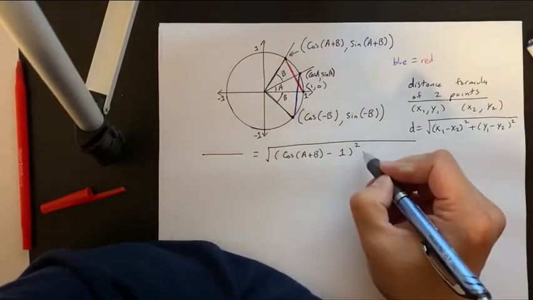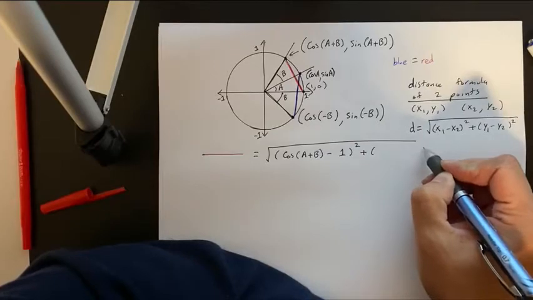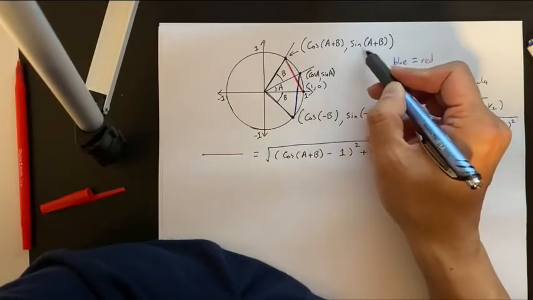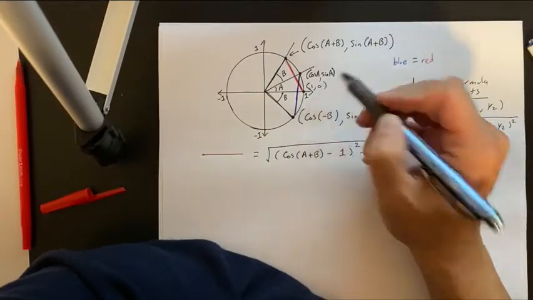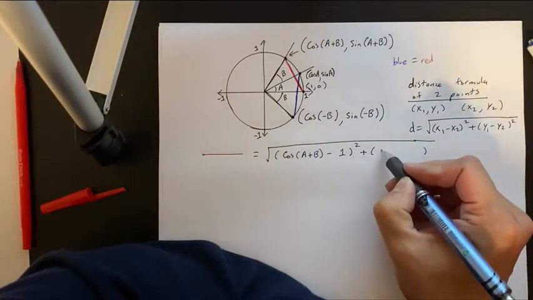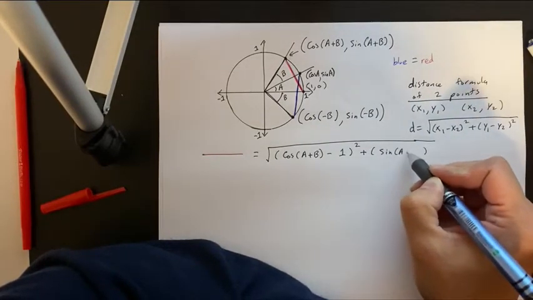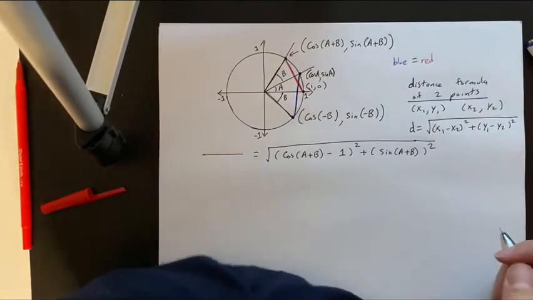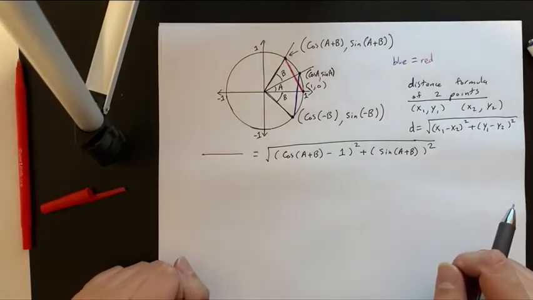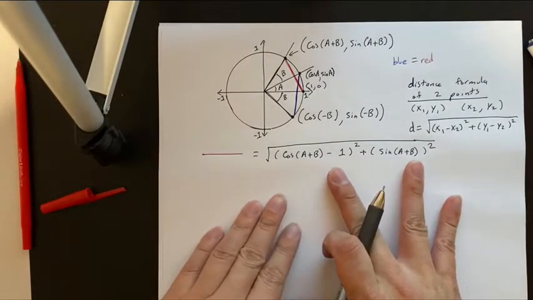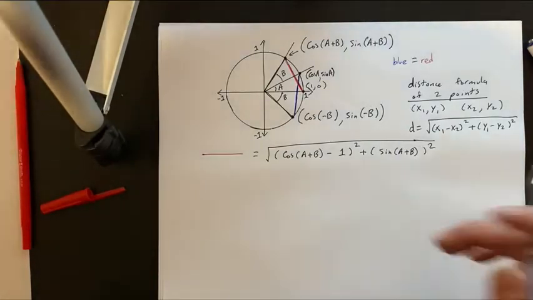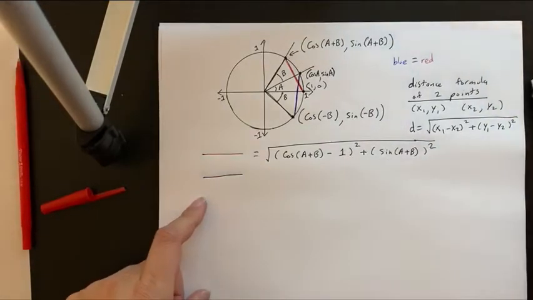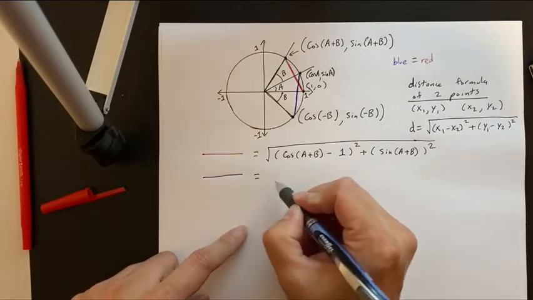Plus, we're going to take the difference of the y values. So it'd be sine of a plus b minus 0. If you minus 0, it is just itself. So sine of a plus b squared. Okay, that's the red line. I'm going to keep it as it is. We're going to clean it up in a bit. But let's go to the other line, which is the blue line, and see what that is equal to.